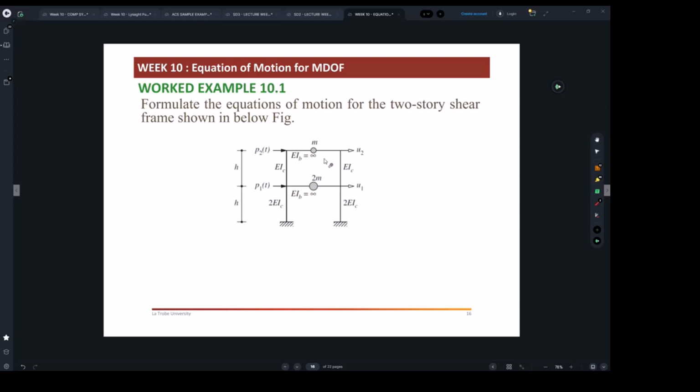So the first example we have here is they want you to formulate the equations of motion for a 2-story shear frame shown in the figure below. So basically, you have a 2-story building. The weight of the first floor is 2 times bigger than the second one, and this is giving us an indication about how stiff the floor is.